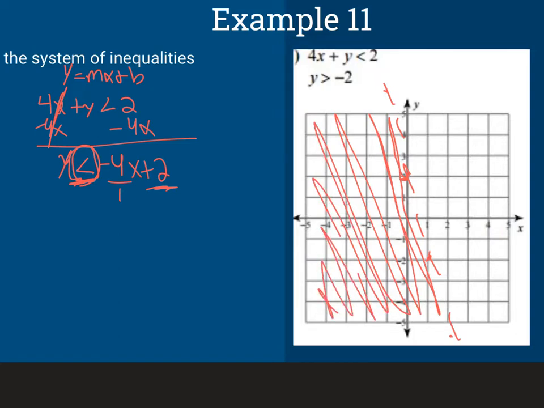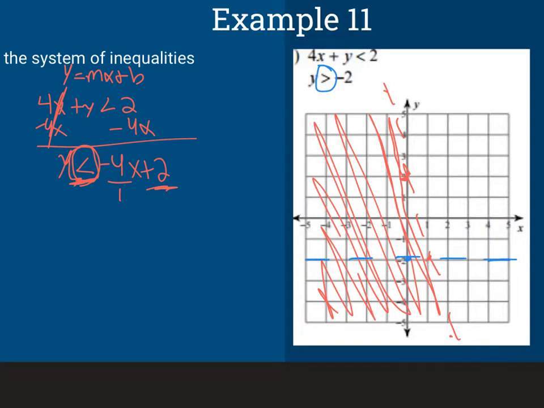Now let's go ahead and graph the second one. Again, I'm going to change the color for that second inequality. And it's y is greater than negative 2. Well, all we've got is a negative 2. So I'm going to go to my y at negative 2. There is no slope, so all I'm going to have is a line. But again, if you look at your inequality, it's just greater than, so it's going to be a dashed line. So I'm going to put a dashed line.